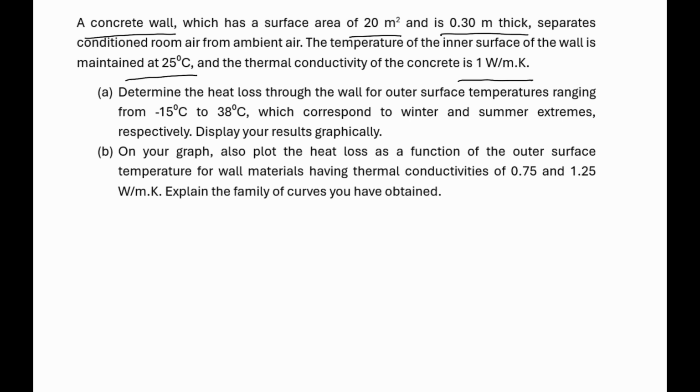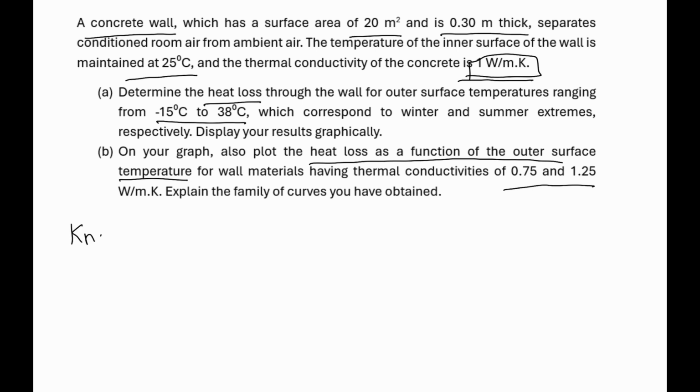So we have to determine the heat loss through the wall for outer surface temperature ranging from minus 15 degrees Celsius to 38 degrees Celsius. And for the second part of this problem, we have to plot the heat loss as a function of the outer surface temperature. For this we also have varying thermal conductivities. We have to take this 1 watt per meter Kelvin and 0.75 and 1.25 watt per meter Kelvin thermal conductivities also.